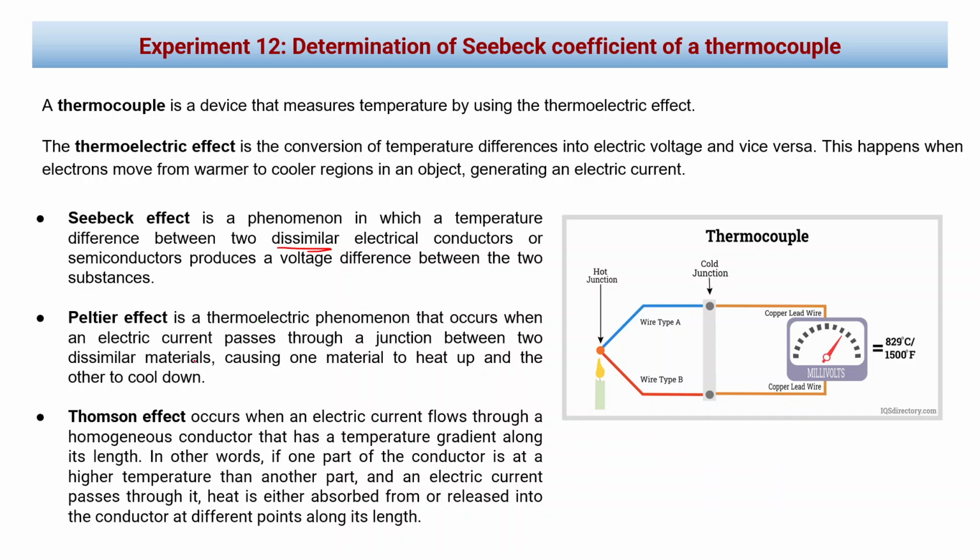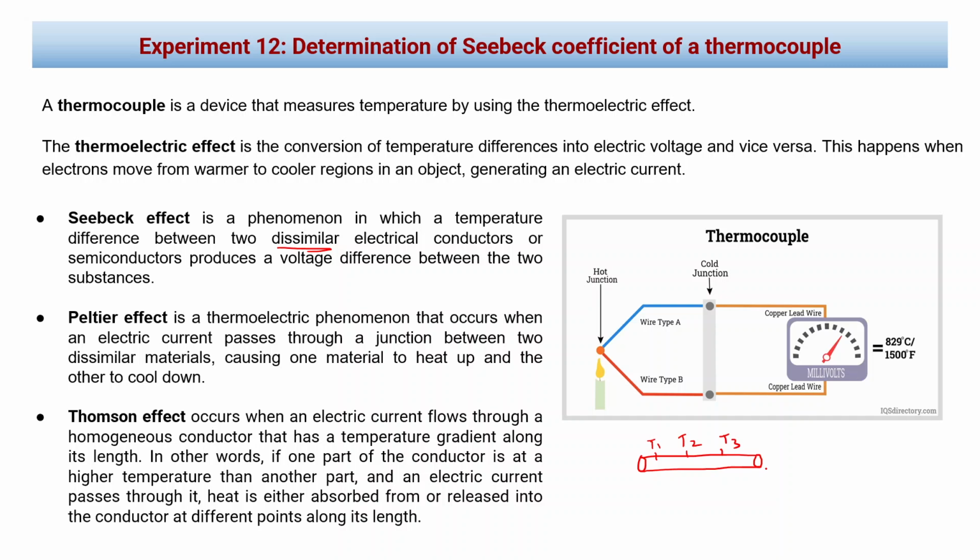This is the reverse of Seebeck effect, known as Peltier effect. There is a third effect known as Thomson effect, which occurs when an electric current flows through a homogeneous conductor, but that conductor has a temperature gradient along its length. So there is some sort of conductor which is not uniformly at the same temperature. It has a temperature gradient, meaning at some point the temperature is something and at some other point the temperature is something else.